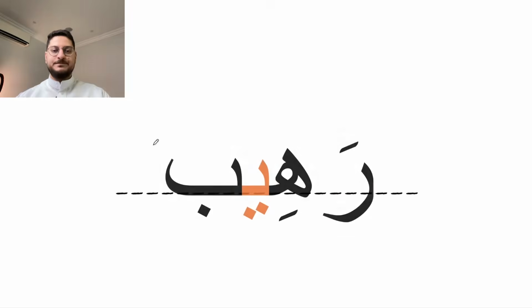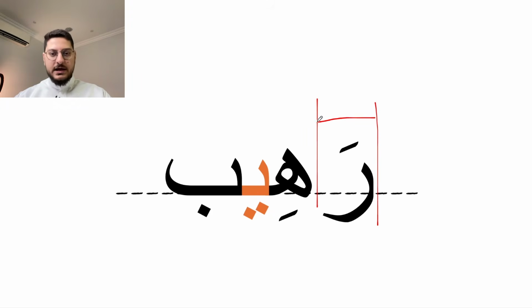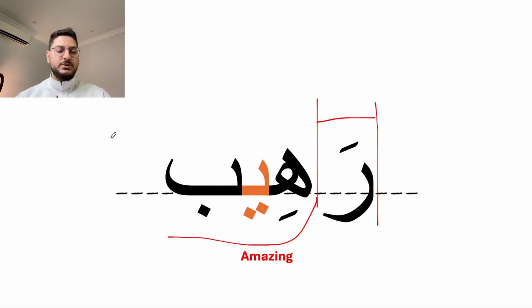Abu. Let's look at this word. So I see a syllable starting here and a syllable starting there. The first syllable is ra, and then heeb. Again, see these 2 loops, the he sound. Rahib, which means amazing. Rahib.